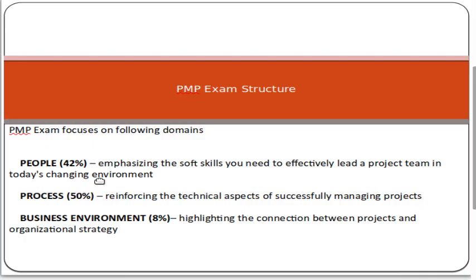Here remember friend, as per the new guidelines of PMI, Project Management Institute, there are three domains: people, process, business environment. The people domain is 42% of the exam. Process is 50% of the PMP exam, and business environment is 8% of the exam.